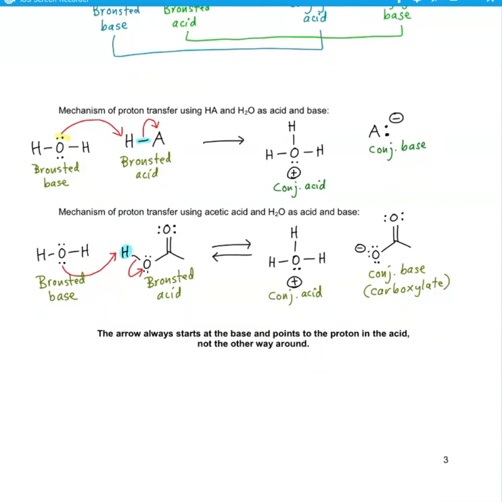At the bottom of this page is printed an admonition that's very, very important. And that is that the arrow always starts at the base and points to the proton in the acid. It's never the other way around. So you would never, ever start an arrow at a proton and point to where that proton is going, because the arrows are showing the movement of electrons, not protons. So these curved arrows show the movement of electrons, never protons.